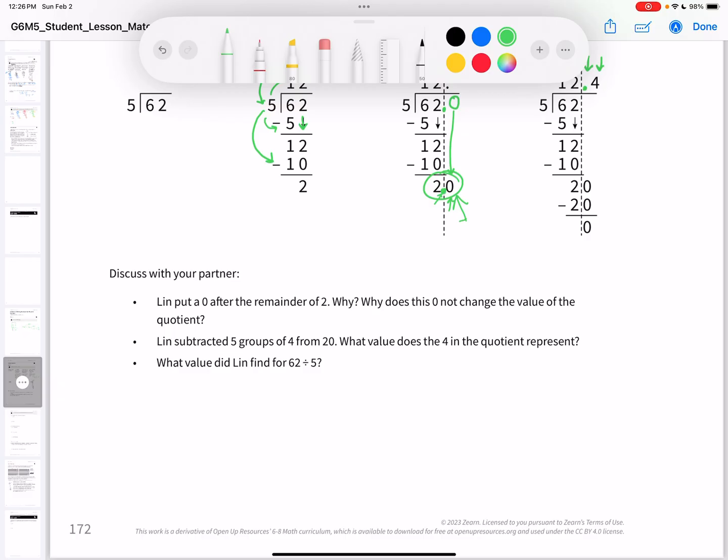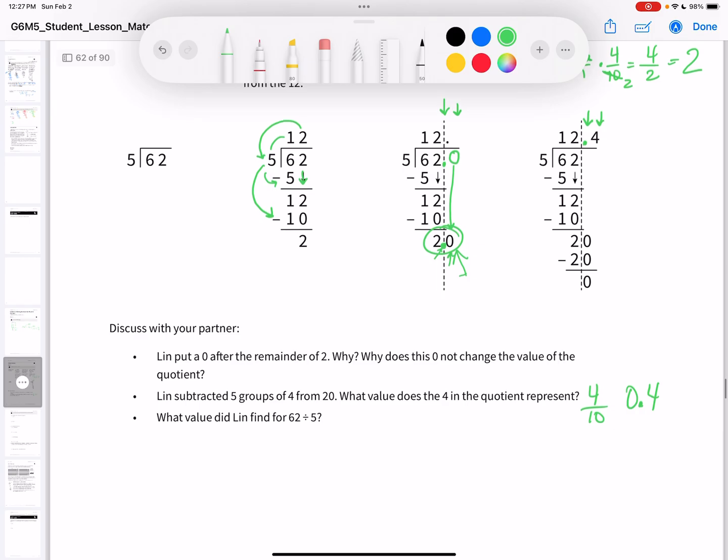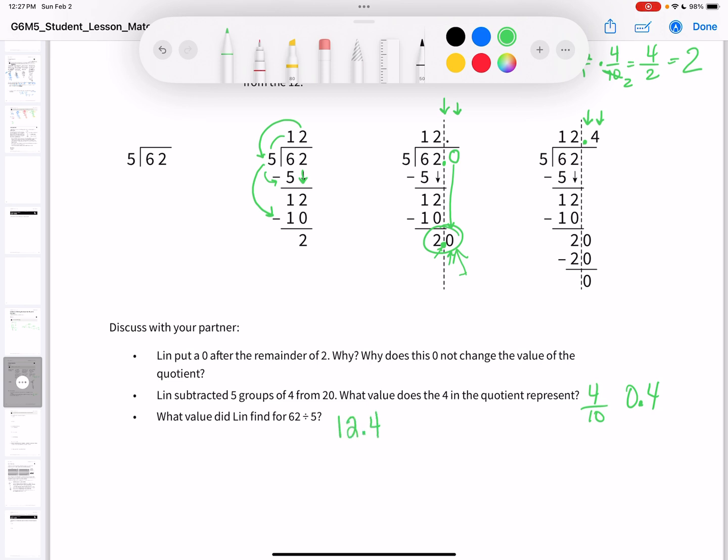So we can add zeros onto numbers as long as it is after the decimal and after any non-zero number, all right? Lynn subtracted 5 groups of 4 from 20. What value does the 4 in the quotient represent? Well, it represents 4/10ths, or 0.4. What value did Lynn find for 62 divided by 5? So she found that 62 divided by 5 was 12.4, 12 and 4/10ths.